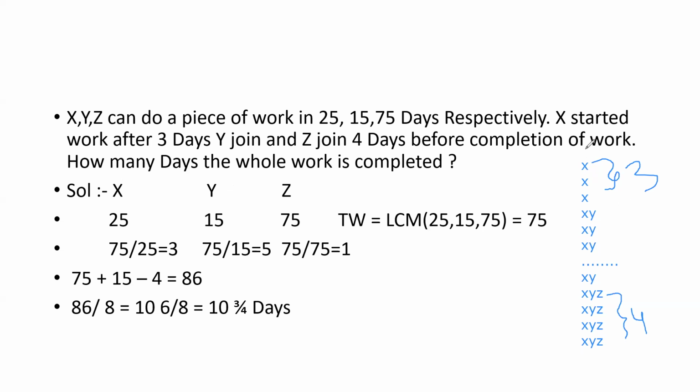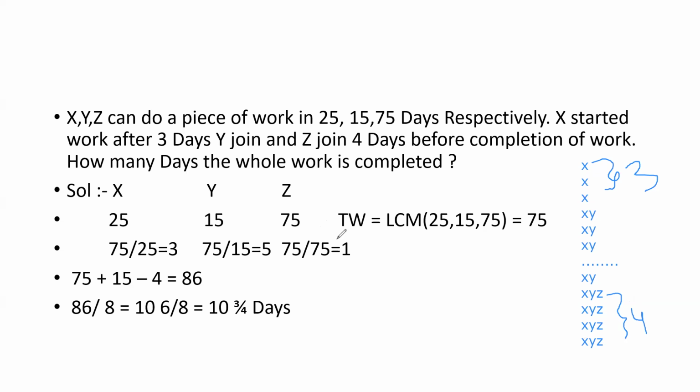Then here we can add these 3 units, then X and Y can work the entire time. Therefore, we add X per day 3 units, then 3 days equals 15 units. And Z can do the work in the last 4 days. Here, when we remove this Z, the entire work can be completed by X and Y only. Therefore, we can remove the Z work from the total work.